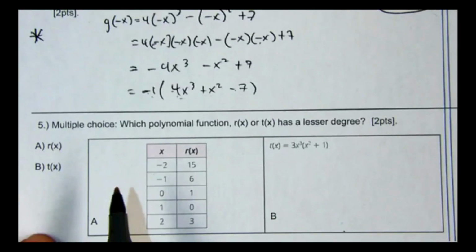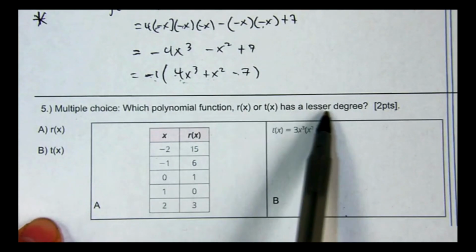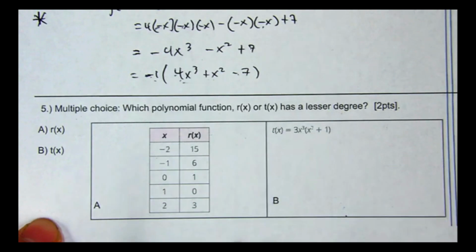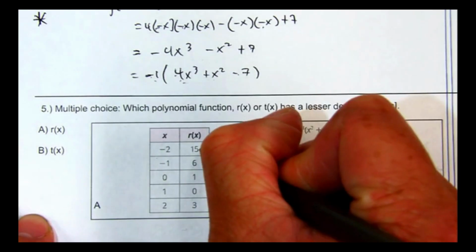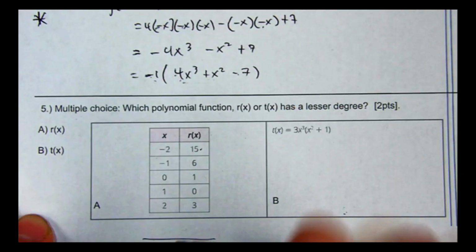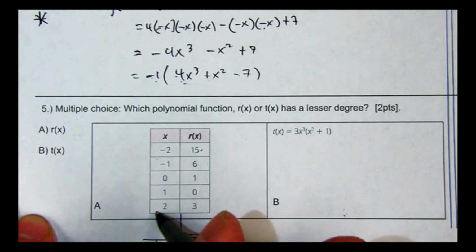Question number 5. With multiple choice, which polynomial function r of x or t of x has a lesser degree? So let's take a look at it. I'm going to try to figure out what kind this is so you can graph it. Negative 2, 15, negative 1, 6, 0, 1, 1, 0, and then right 2, up 3. So I'm not sure. It could be absolute value, but we can double check by our common difference. So let's do that.